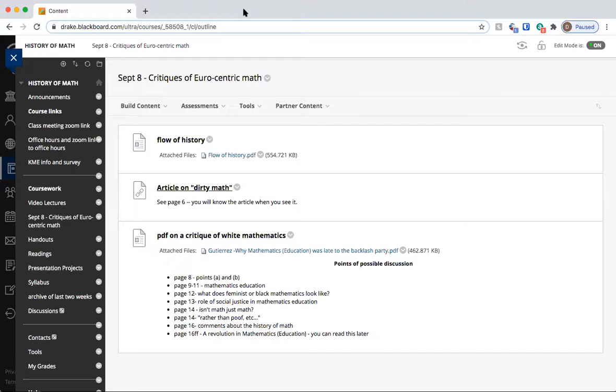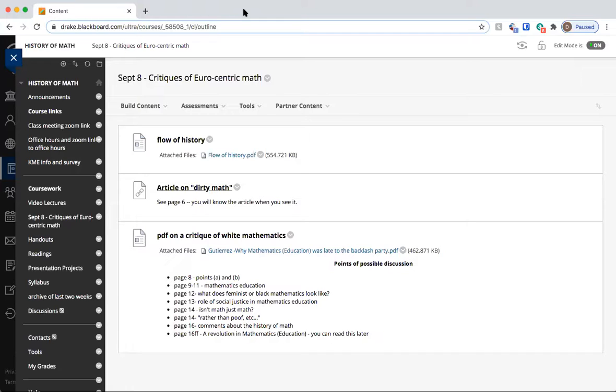So you'll just click on that link and go to page 6. And again, you'll see the article. You'll know the one when you see it, because it's called Dirty Math. And again, it's by somebody you know. And then there's a PDF I'm calling a critique of white mathematics, and it's by a woman who wrote, she's Latina, and she wrote an article about whiteness in mathematics, and just got all kinds of really nasty emails. And this is about the reaction to what she did, but it also poses some questions which I think are worth thinking about.